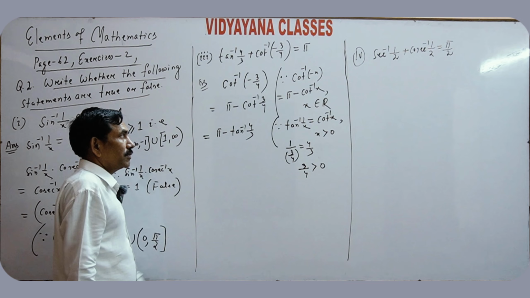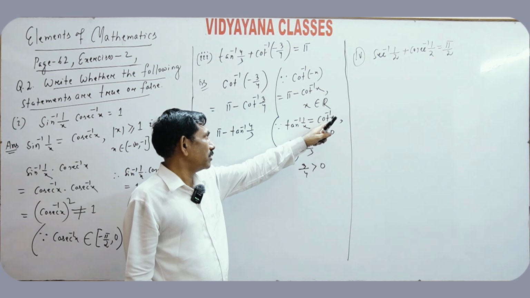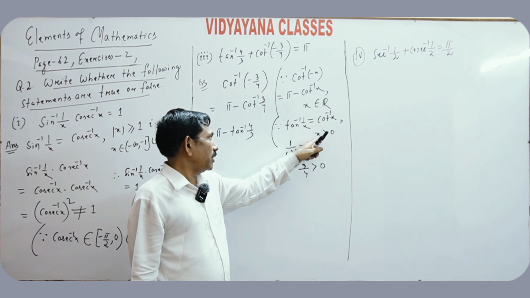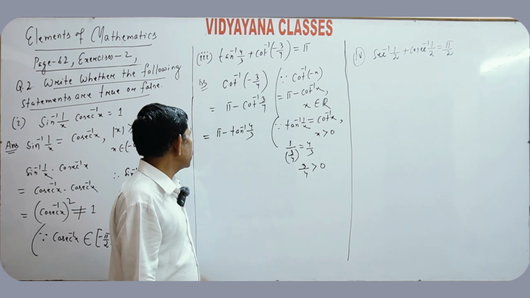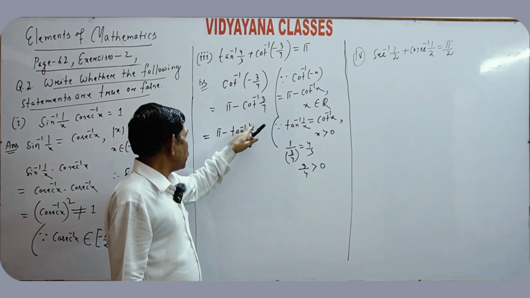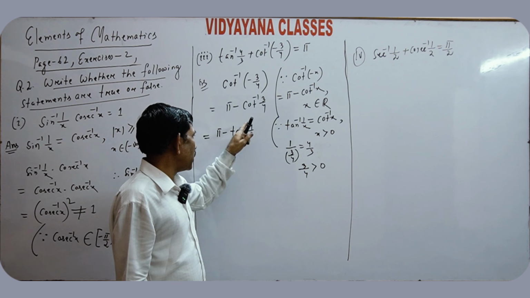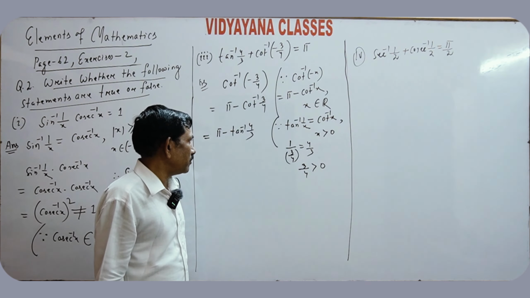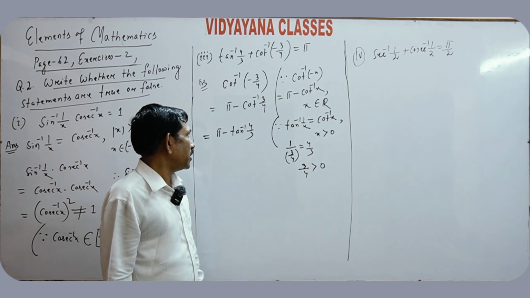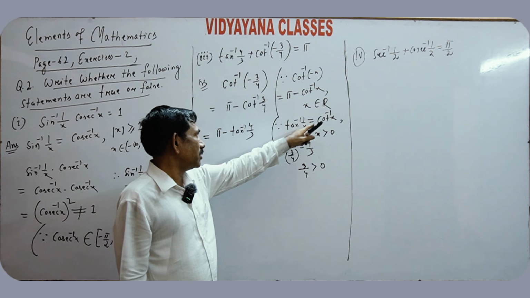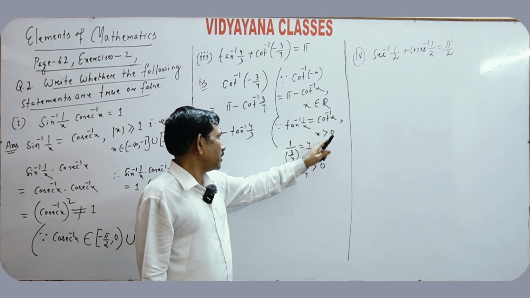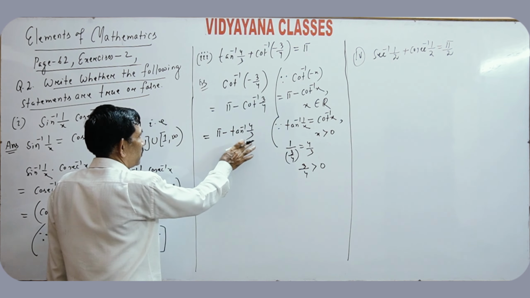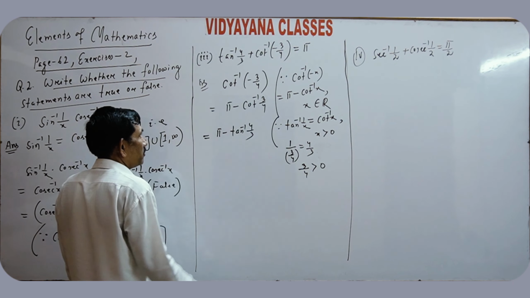Clear? Tan inverse 1 by x is equal to cot inverse x when x is greater than 0. Tan inverse 4 by 3 is the same as tan inverse 1 divided by 3 by 4. The value of x is 3 by 4, and 3 by 4 is greater than 0. So tan inverse 1 by x is equal to cot inverse x when x is greater than 0. So tan inverse 4 by 3 is equal to cot inverse 3 by 4.